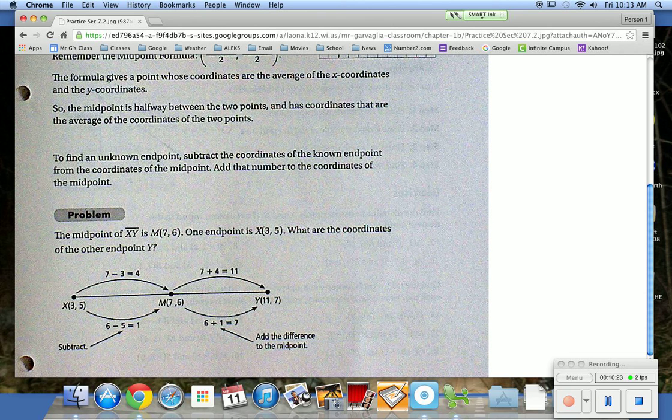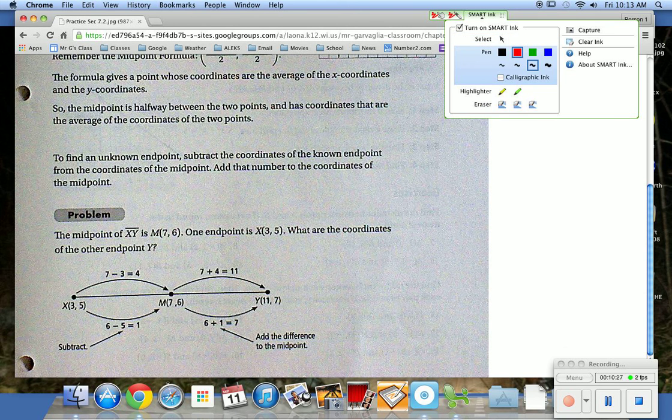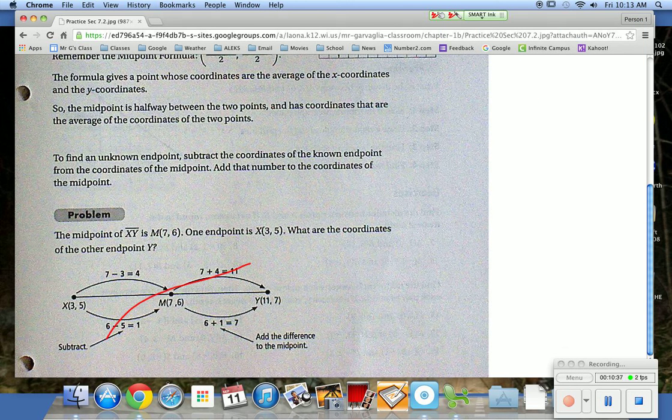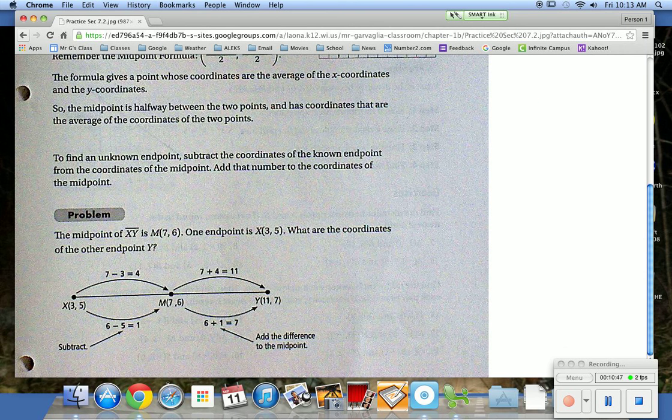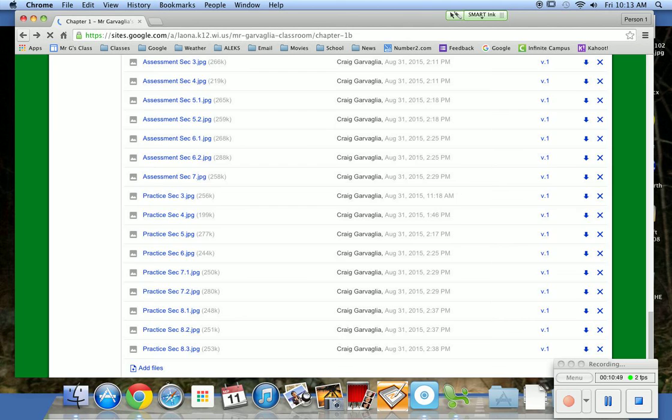There's an example here of midpoint. Why did they subtract that? I don't know what they're doing here. Don't worry about that. I don't like that example. It's going to confuse you. All right. Let's take a look at what the assessment is. You guys understand this? Distance formula, midpoint.